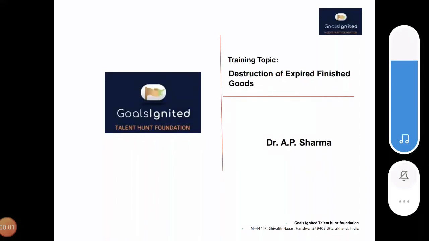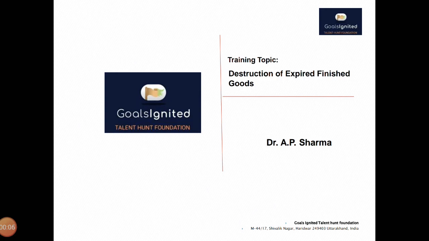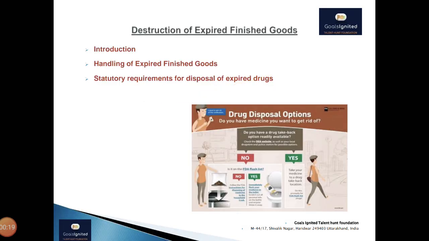This is one of the very relevant topics in today's scenario from the GMP point of view, and generally it is taken care of by the QA department of the pharma plant. So, destruction of expired finished goods is what we will discuss. First, we will have an introduction to the topic, then we will go through the handling of expired finished goods and the statutory requirements for disposing of expired drugs in a safe way. You will find here a picture showing the drug disposal options.